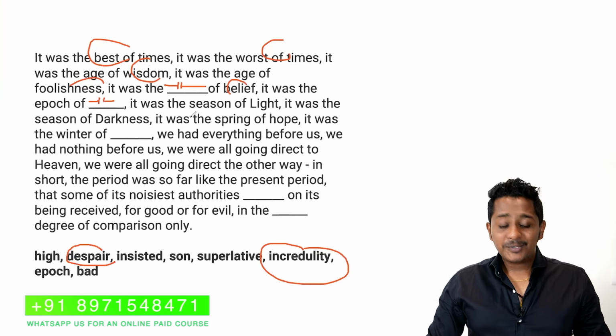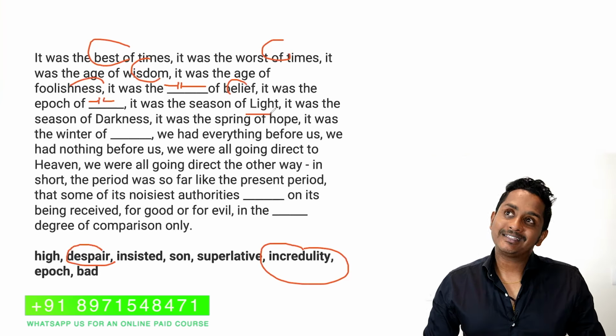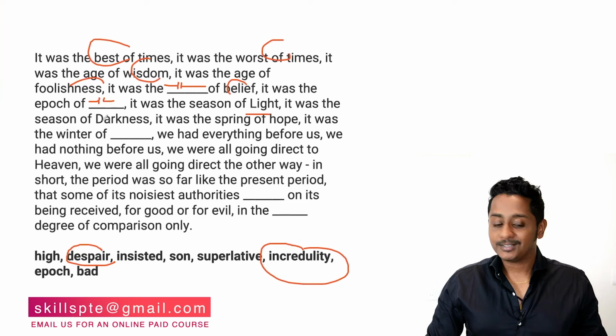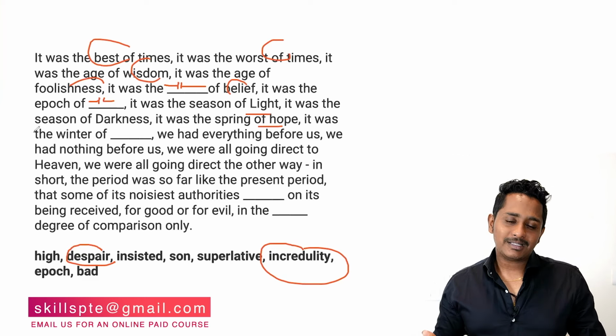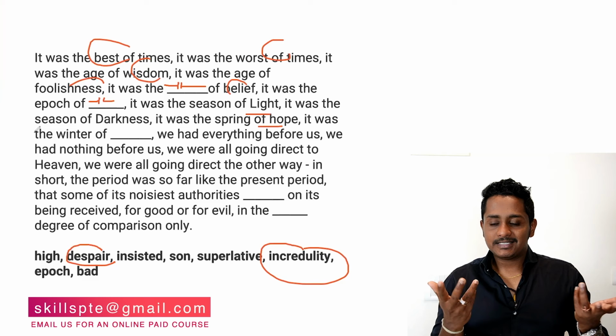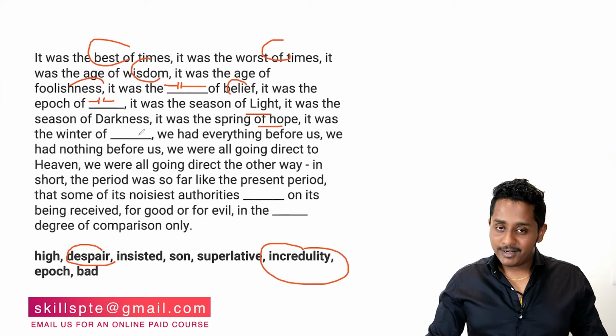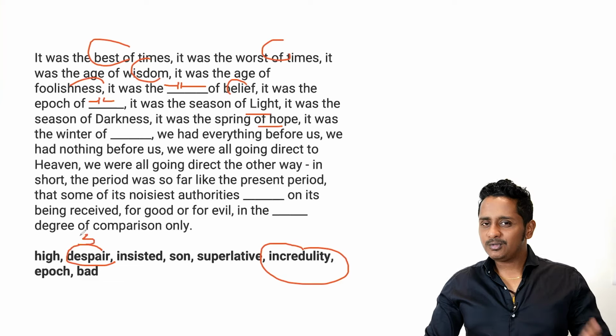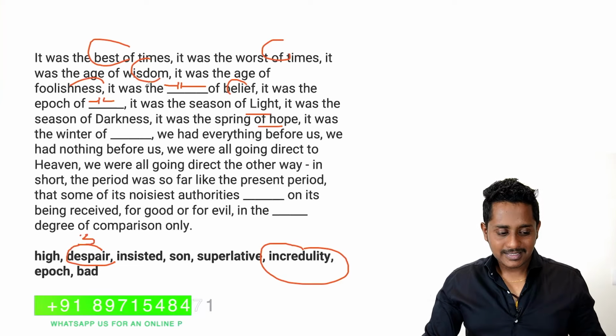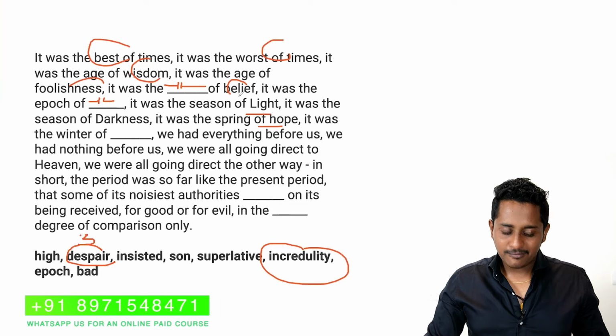Don't worry. It was a season of light. Opposite of light is darkness. It was the season of darkness. It's the spring of hope. It's the winter of dash. Opposite of hope is despair. I'm so hopeful, now I'm hopeless. It's despair. So now it was the winter of despair. 1, 2, 3 should be despair. You should know a few things if you know the meaning of despair. So now the second one, it's the age of belief.